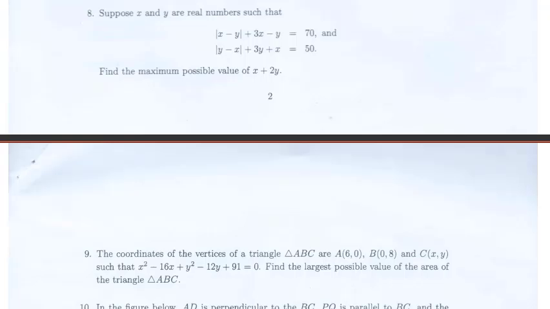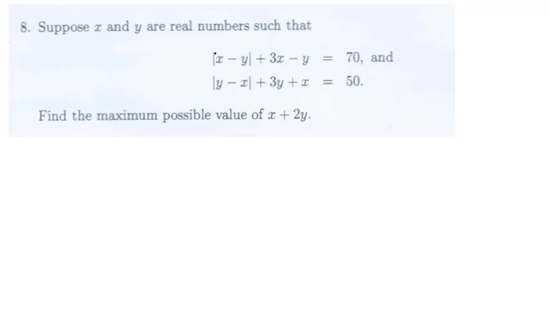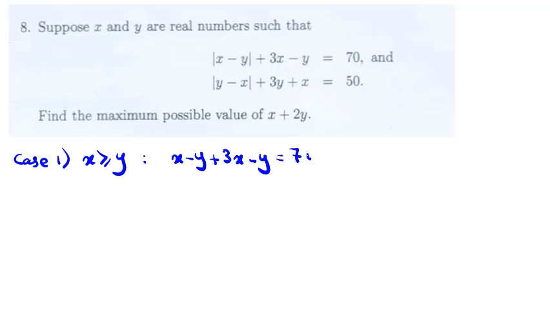SMO 2019 senior section first round problem number 8. Suppose x and y are real numbers such that we have these two equalities. Find the maximum possible value of x plus 2y. So we consider here, because we have absolute value, two cases. Case 1, if x is greater than or equal to y. So the first equality will be x minus y plus 3x minus y equals 70. And the second equality will be x minus y plus 3y plus x equals 50.